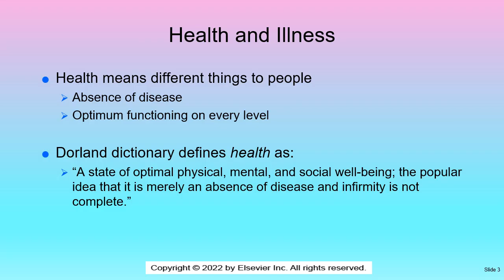Okay, now we're going to talk a little bit about health and illness itself. Health is going to, of course, mean different things to different people. It's supposed to include the absence of disease as well as optimum functioning on every level. By every level, we mean closer to the Dorland Dictionary definition, a state of optimal physical, mental, and social well-being. The popular idea that it is merely an absence of disease and infirmity is not complete. So we're going to lean more towards a holistic care of the whole person as nurses.